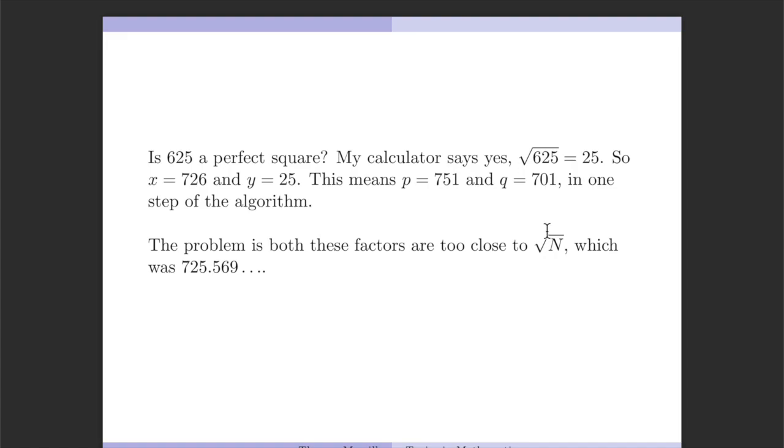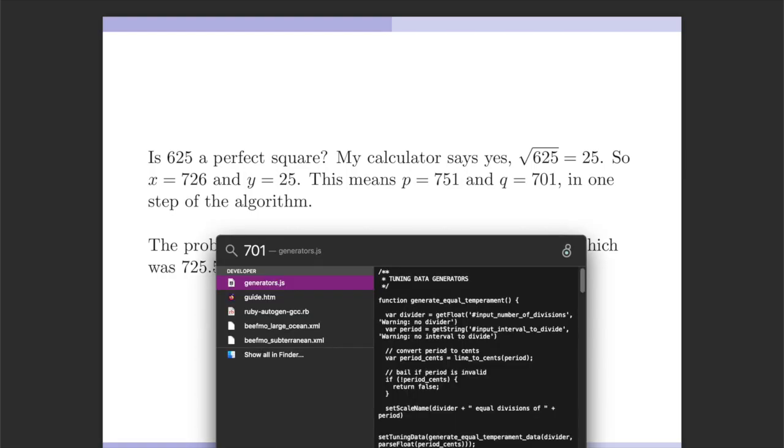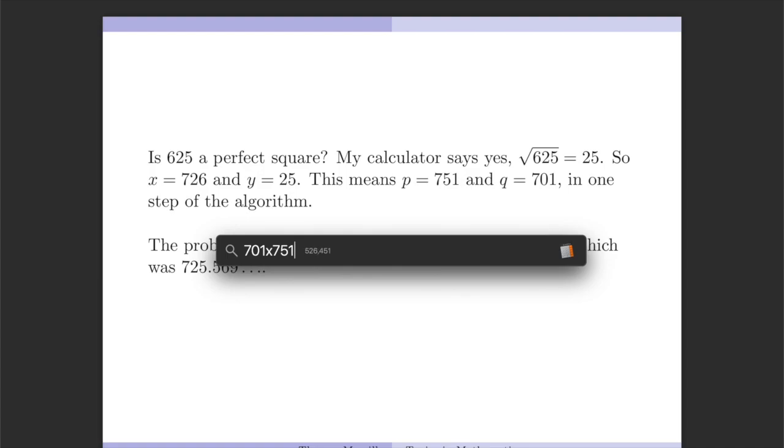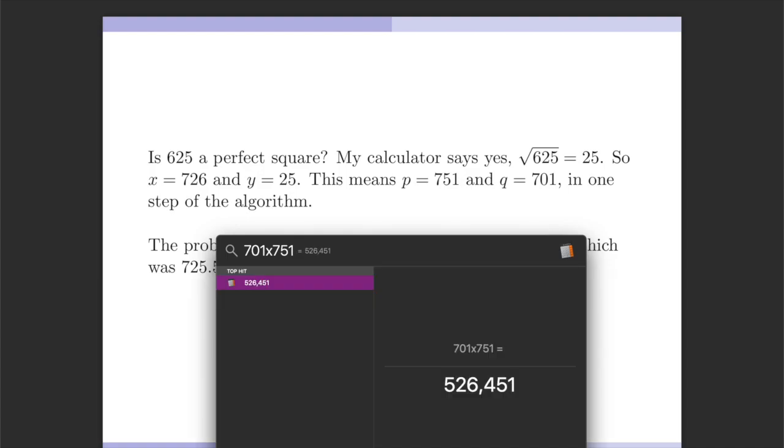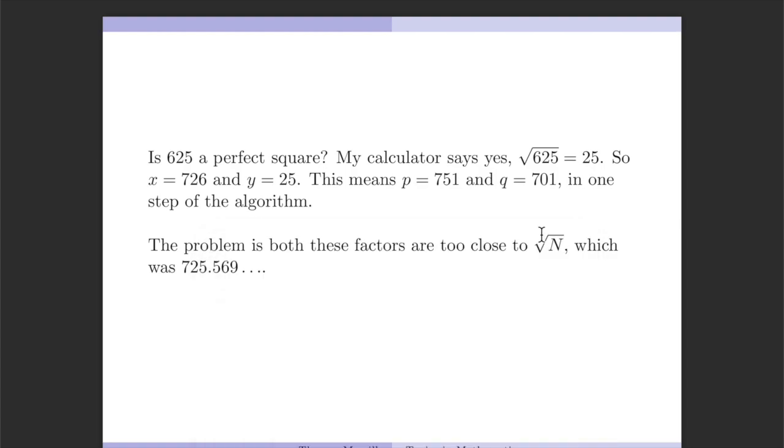And both of those are prime numbers. I can quickly double check. 701 times 751 gets me back to 526,451. And that's the factorization. It's something that we could have done with just pen, paper, and a calculator if we had to.